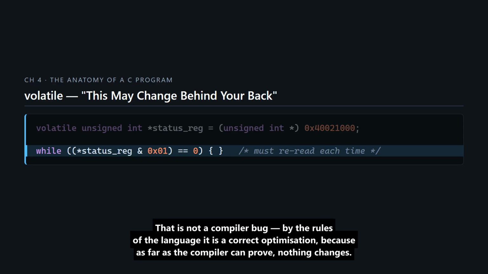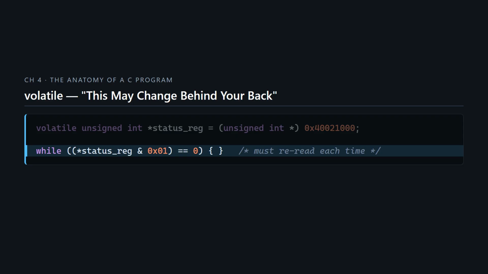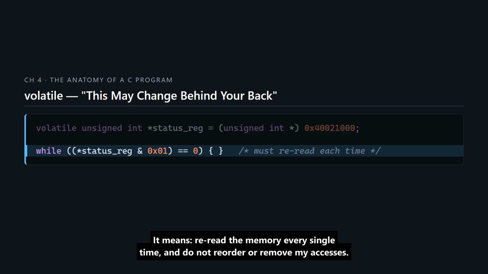That is not a compiler bug by the rules of the language, it is a correct optimization, because as far as the compiler can prove, nothing changes. Volatile switches that off. It means reread the memory every single time, and do not reorder or remove my accesses.